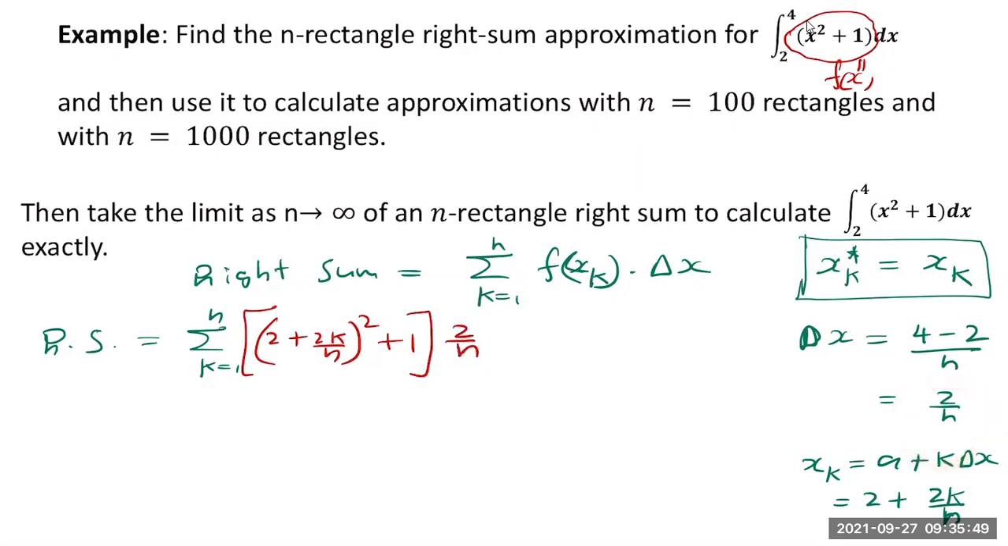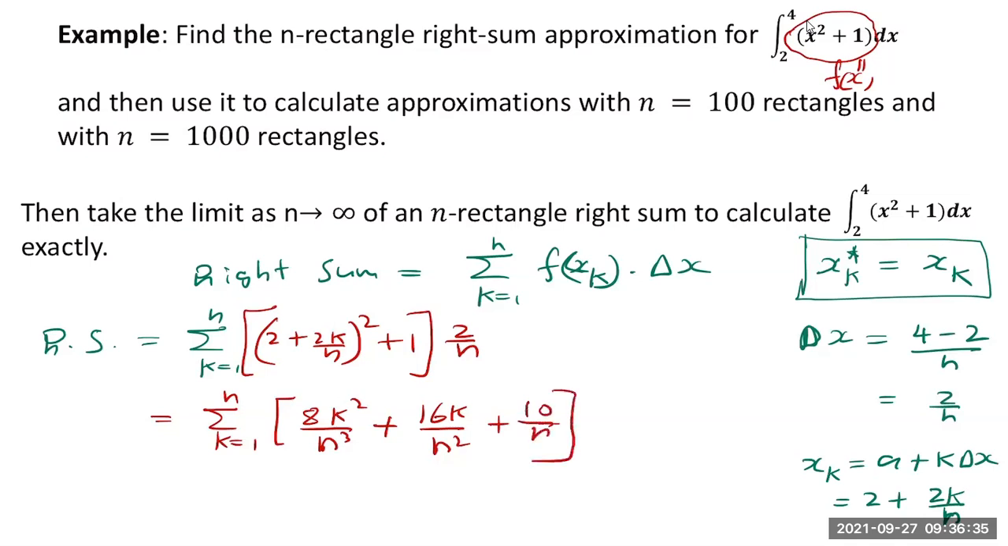Okay, now all I have to do is to simplify this expression. If I simplify this expression and distribute this n inside, then you will get sigma k goes from 1 to n of 8k squared over n cubed, plus 16k divided by n squared, plus the last term is 10 divided by n. That's what you get.